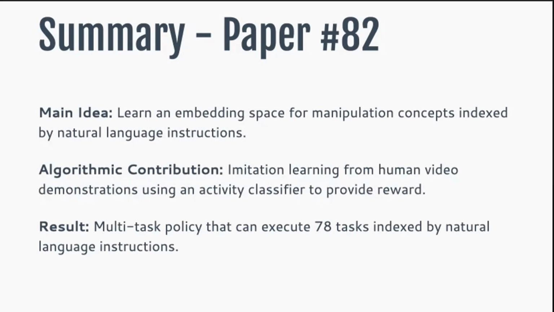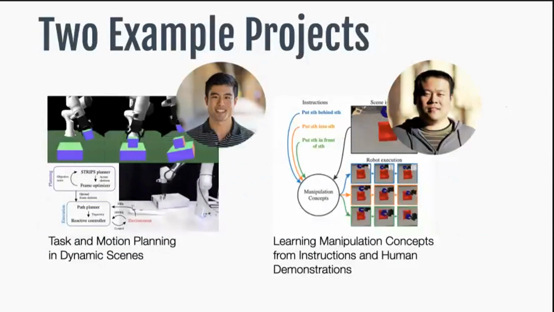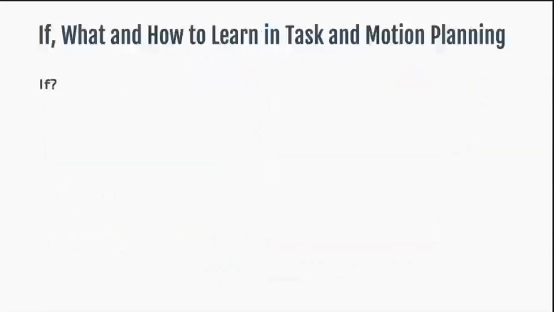So these were the two example projects, where the second one was really thought to provide an automatic way to learn primitive actions for the first one. But we're yet working on bridging these two. So I want to come back to my title slide to close this talk. I'm almost done. My questions that I posed in this talk were if, what, and how to learn in task and motion planning, which I don't know is grammatically correct, but just stick with me.